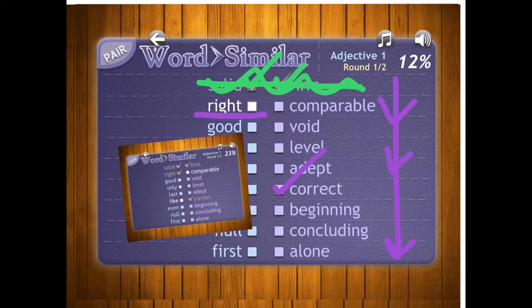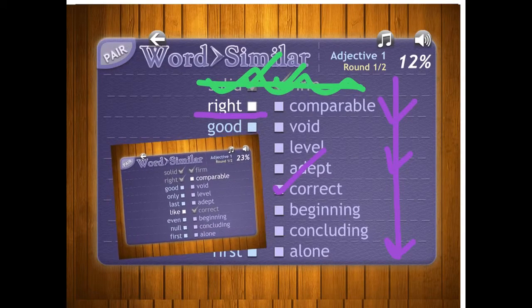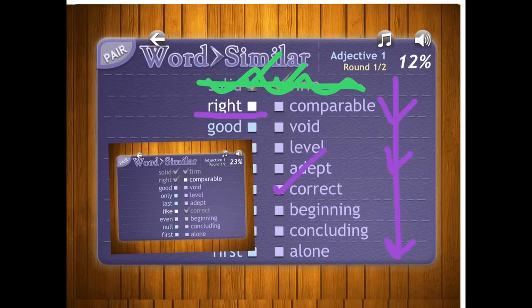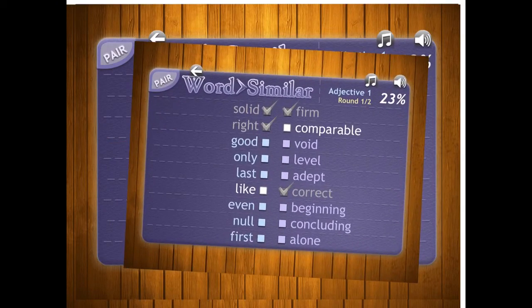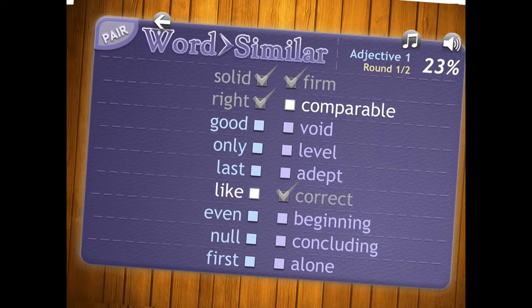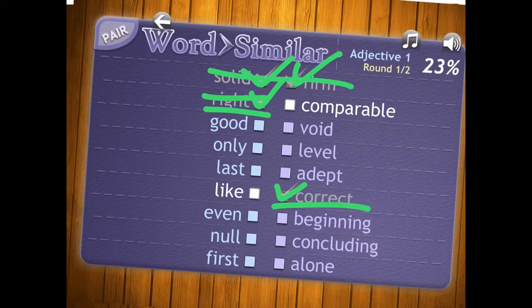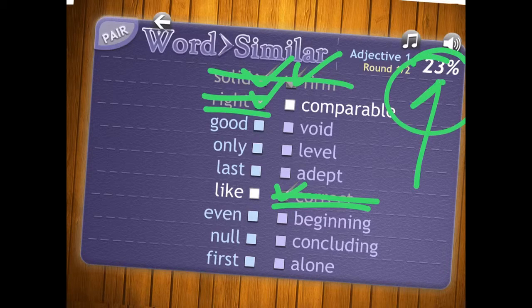Looking at the picture that I just pulled up to the left-hand side, we'll see that I chose right and I chose correct. And if we enhance this and make it larger for you to see, we'll see that once again, we were correct in our finding for right and correct. These answers were correct. They were checked off just like solid and firm, and they are done. They cannot be used again. And as we see, our point spread has gone up to 23%, and we have been correct.